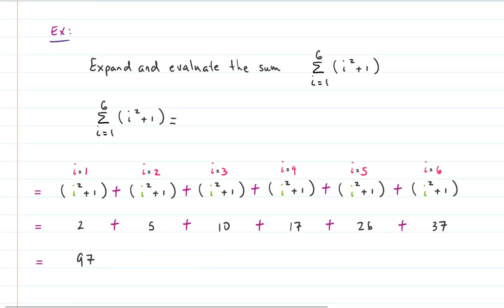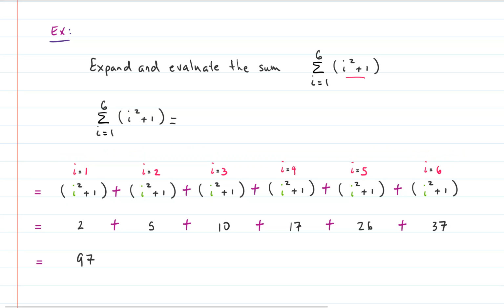Next example, expand and evaluate the sum. This sum is i squared plus 1 from i equals 1 to 6. How many times are we going to copy and paste i squared plus 1? Well, we're going to have an instance for every time i equals 1 to 6, and that is just 6 times. Let's write them all out. In fact, we have them here. You see them already. We've written them out right here below. i equals 1, 2, 3, 4, 5, and 6. You can see all of them.